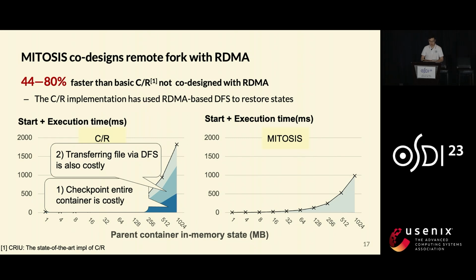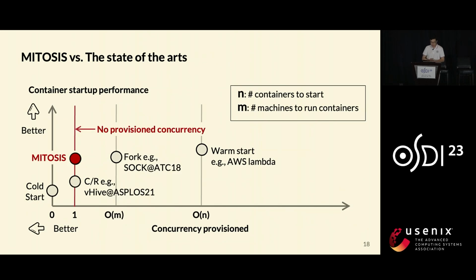Compared to the checkpoint-restore-based remote fork, Mitosis can eliminate the overhead of both checkpointing and state file transferring, and thus can quickly fork a container from any remote machine. Compared with other state-of-the-art solutions for fast container startup, Mitosis makes a better trade-off between performance and provisioned concurrency.